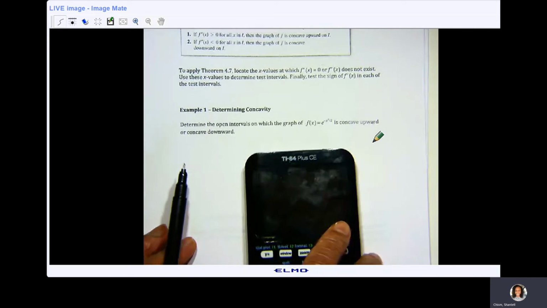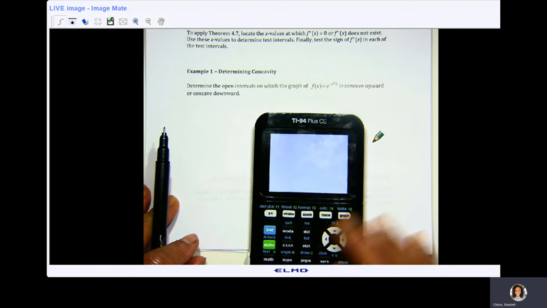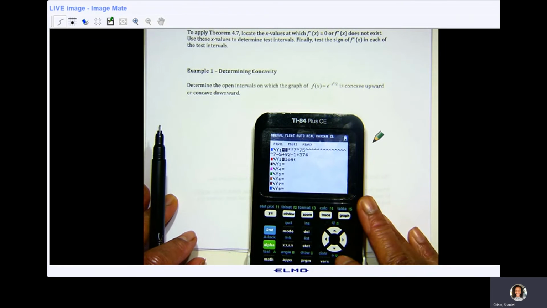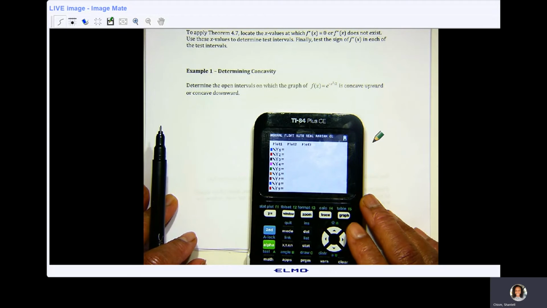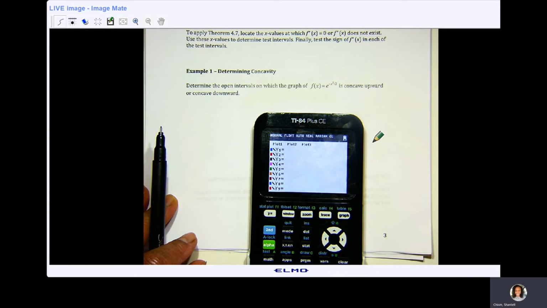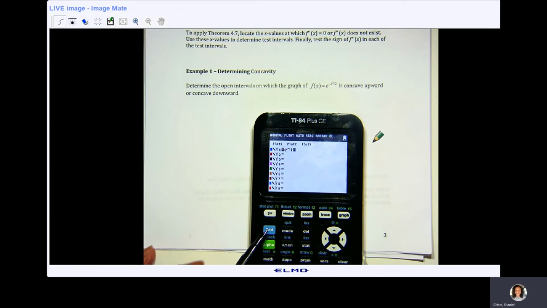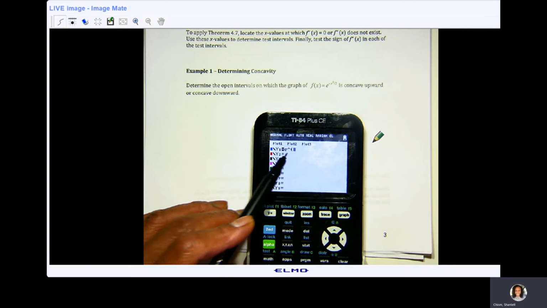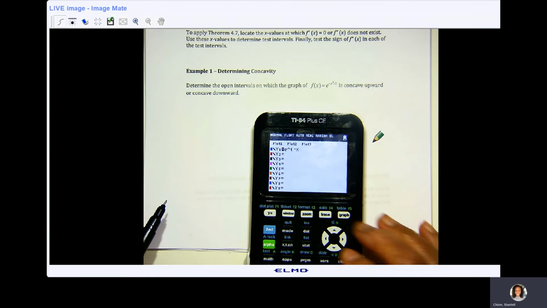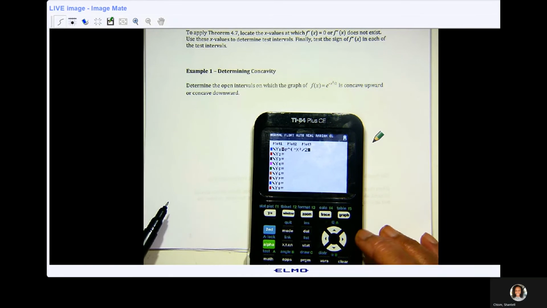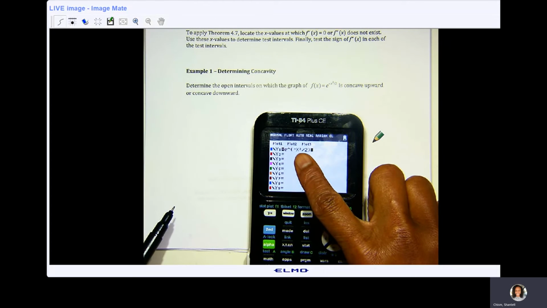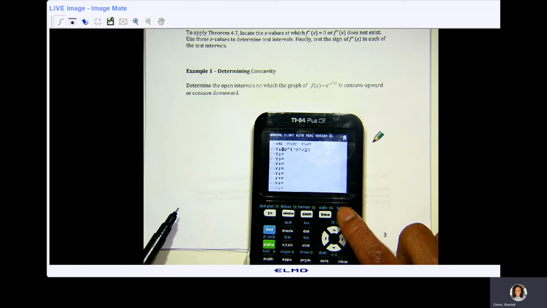If you wanted to, you can examine the graph of it to get a better understanding or to just verify that. So in y equals, I'll put the f of x function. I have to press the second key and then the LN key for the e. Then e raised to the negative x squared over 2, and I'm going to close that off, that's my whole exponent. And I'm just going to look at the graph of that.